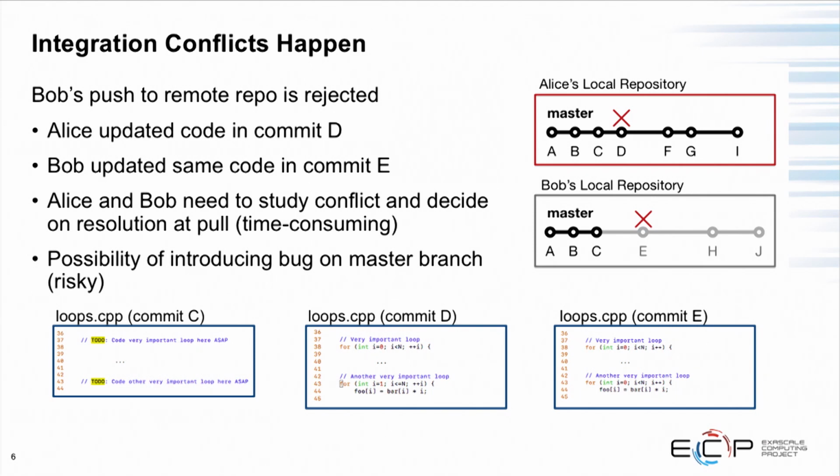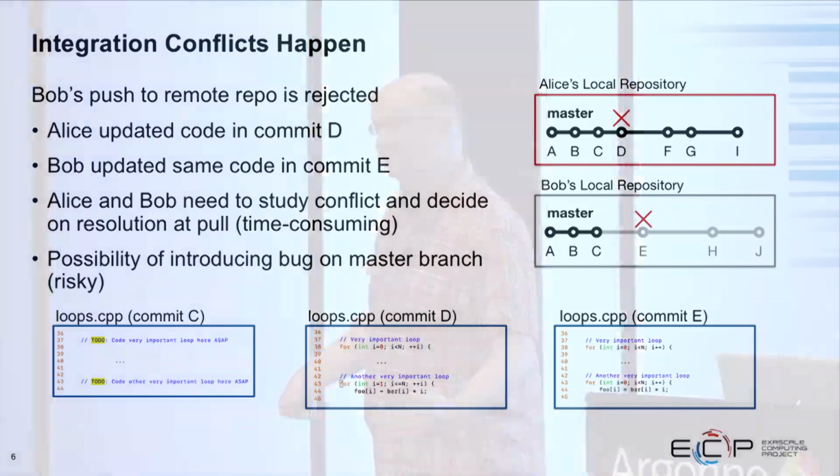And you can imagine that it's very unlikely that they both would have written that code in an identical manner, which means that there's now a conflict in the system between these two versions of loops.cpp. So Alice, she's fine. She got her commit into the remote repository. However, Bob, when he tries to push his changes, the version control system is going to recognize that there's this conflict, throw up its hands and say, I don't know what to do. You're going to need to intervene.